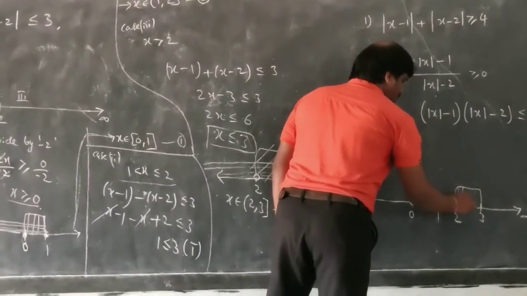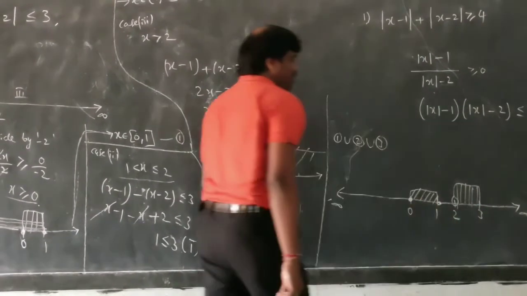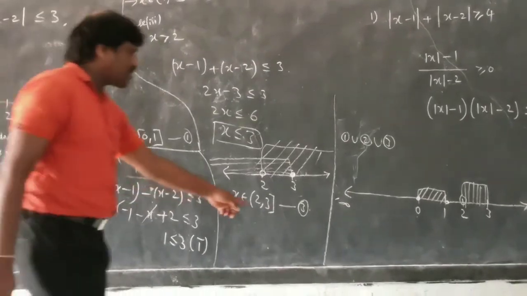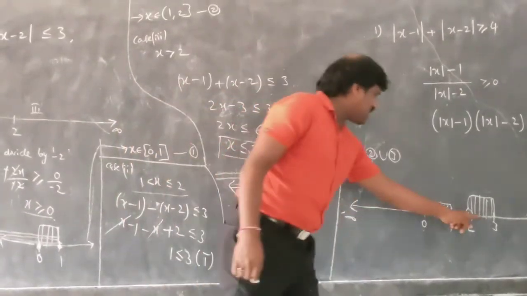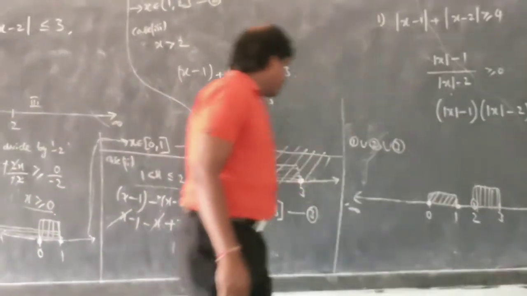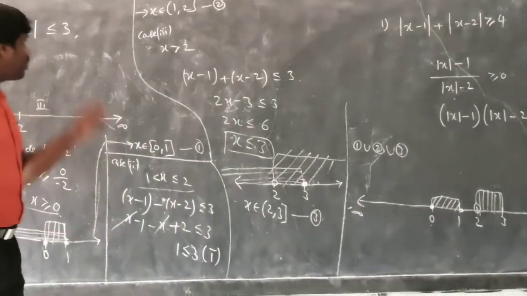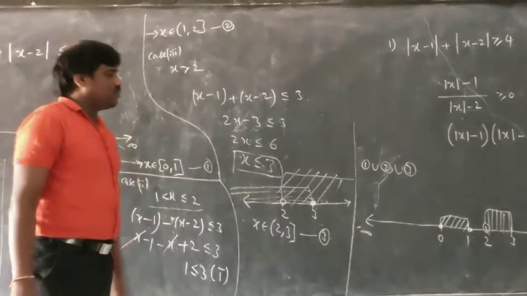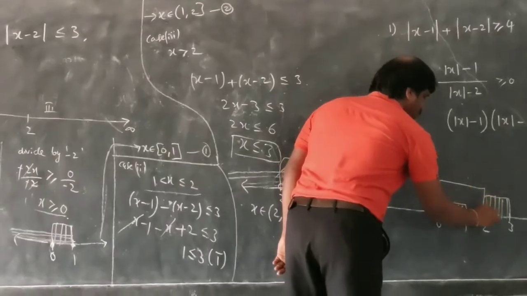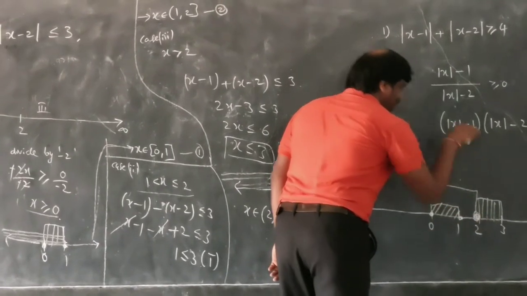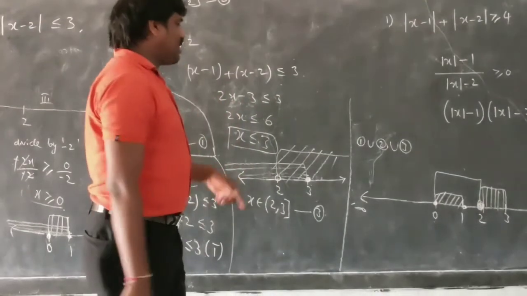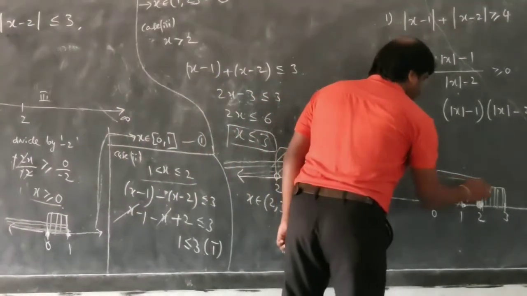So case 3, let us take the vertical lines. This is the case 3 answer, this is the case 1 answer. What is the case 2 answer? Case 2 answer is here, 1 to 2. So 1 is here and 2 closed. Now this answer, let us take horizontal.